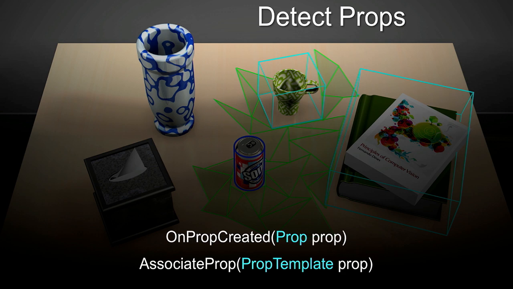So again, you're going to start the mesh updates. You're going to receive callbacks on those. You're going to receive callbacks for every prop that's created. And then you're explicitly associating a prop template with that in order to make it a concrete instance within the scene. If you don't choose to do that, you still have a reference to the object that you can use to understand the geometry of the scene. But if you actually want to interact with the prop, you need to make it a concrete instance.